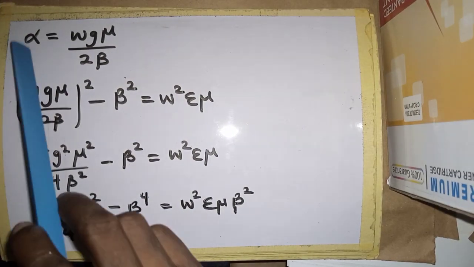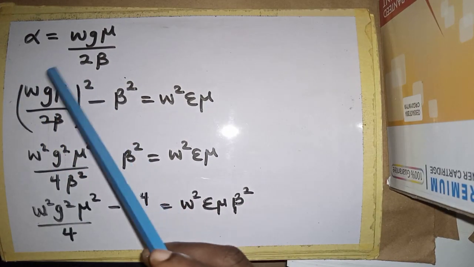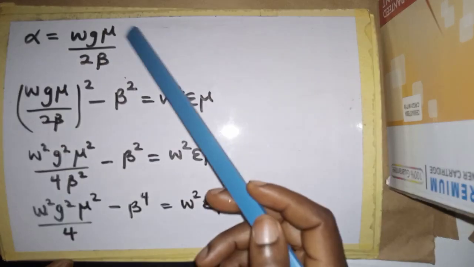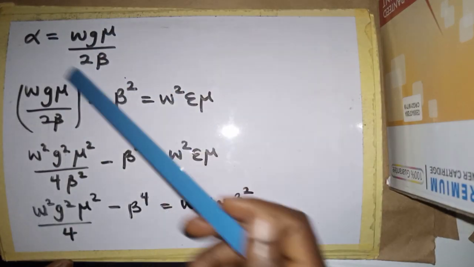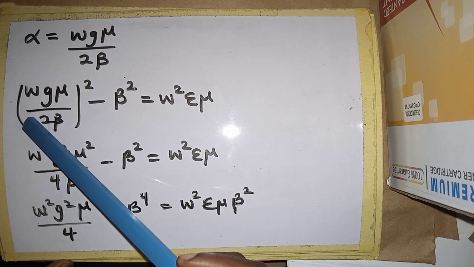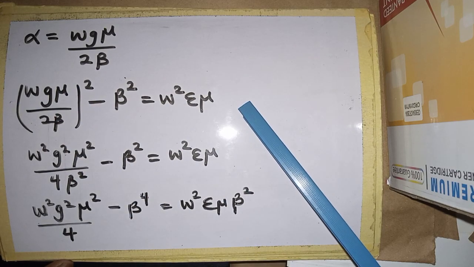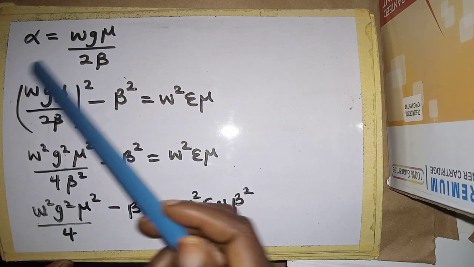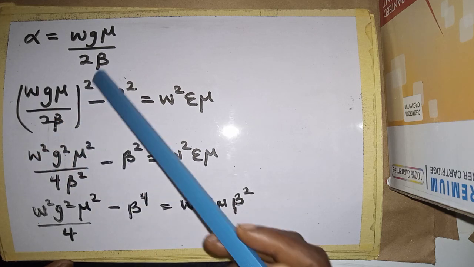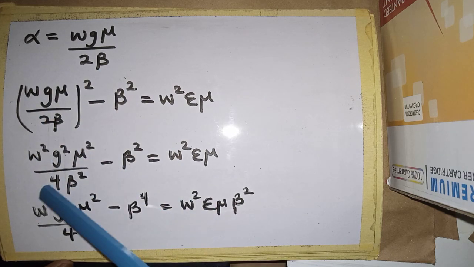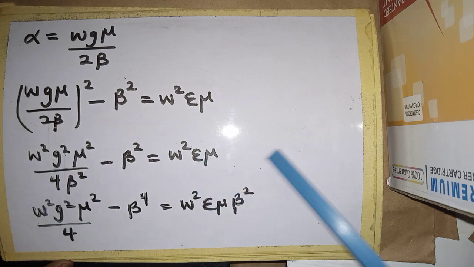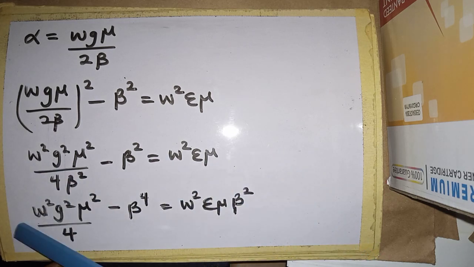So now I've made my alpha the subject of the formula, which is equal to WG mu all over 2 beta. If you substitute that expression for alpha into this expression, we'll get this expression. Now we can square this, square this denominator, which is 4 beta squared, multiply everything by beta squared, and we are left with what?